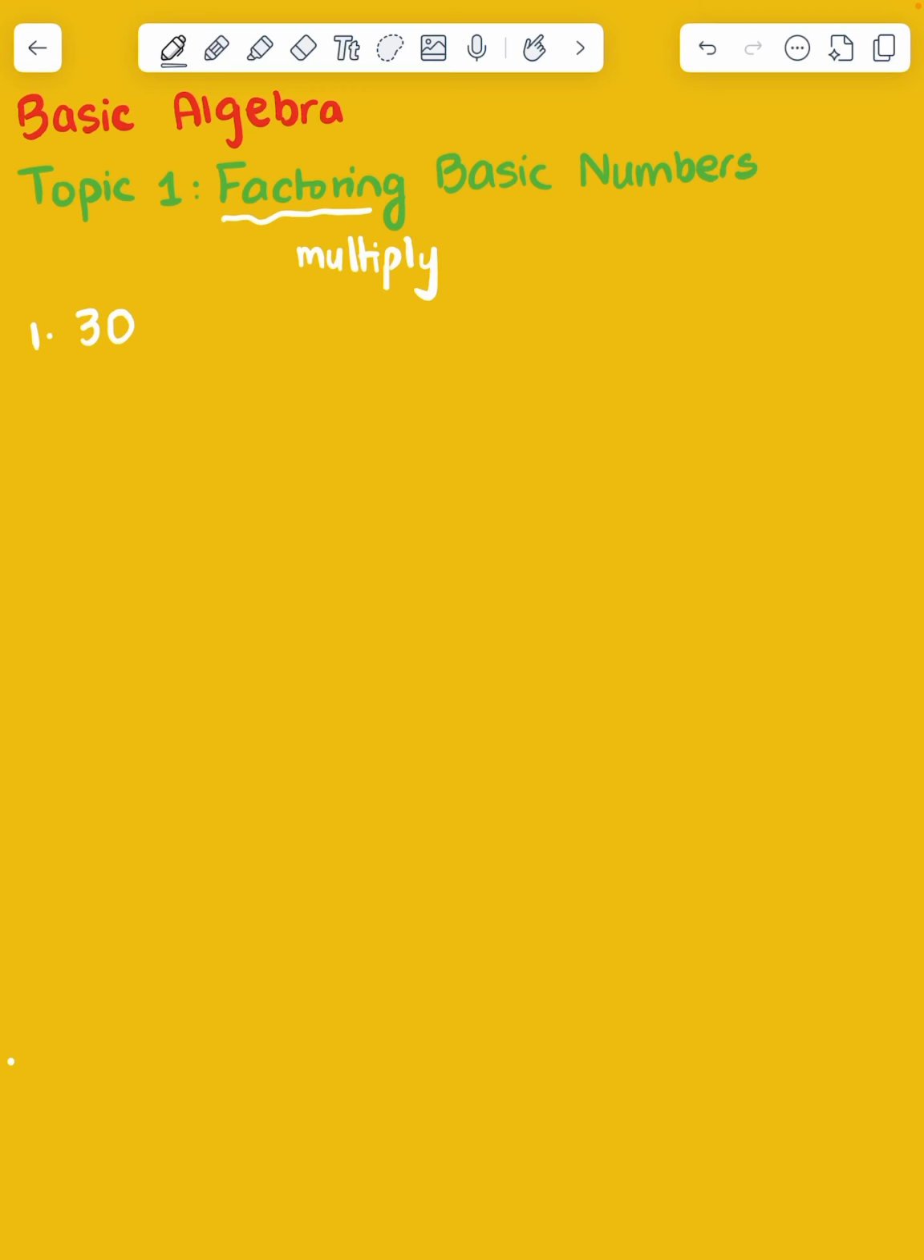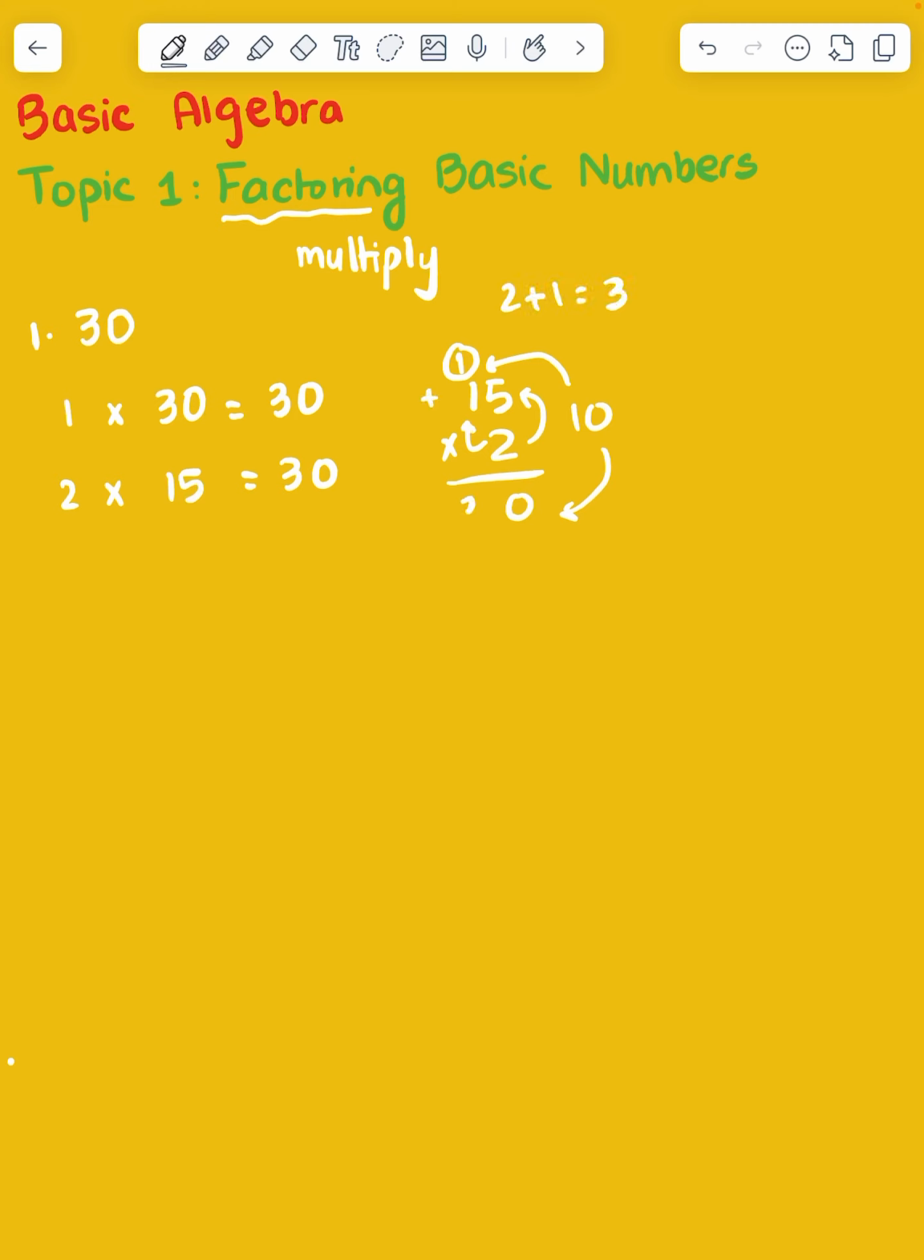30. Starting off, 1 times 30 gives you 30. 2 times 15 gives you 30. Because if you multiply 15 by 2, 2 times 5 is 10, 0, 1 goes on top, 2 times 1 is 2, plus 1 is 3, so 30. 3 times 10 is 30. 5 times 6 is 30. Outside of this, there are no other factors for 30.